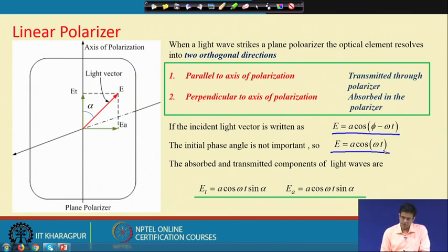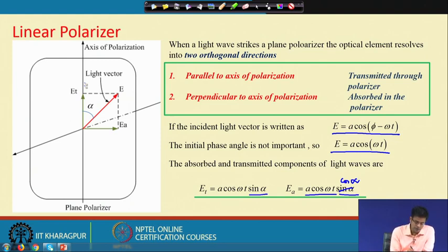So, the transmitted and absorbed components of the light I can write: E t is a cos omega t into sin alpha, and E a, the absorbed part of the light, is a cos omega t cos alpha. I think this will be cos alpha, so E a will be a cos omega t cos alpha.